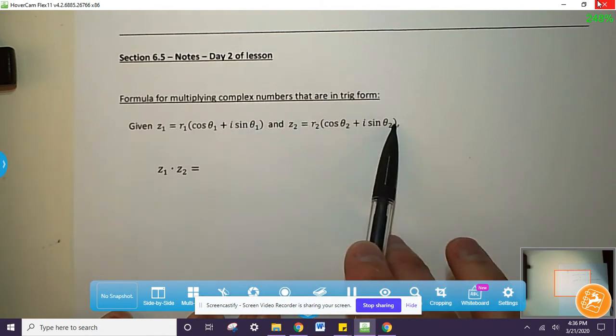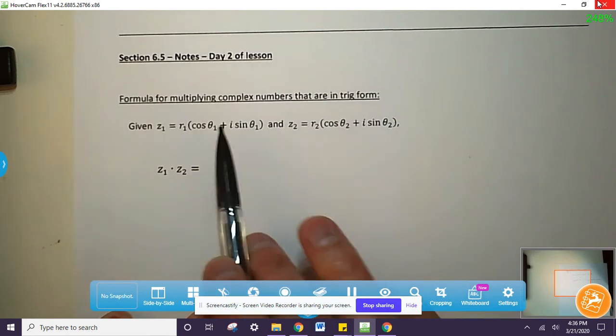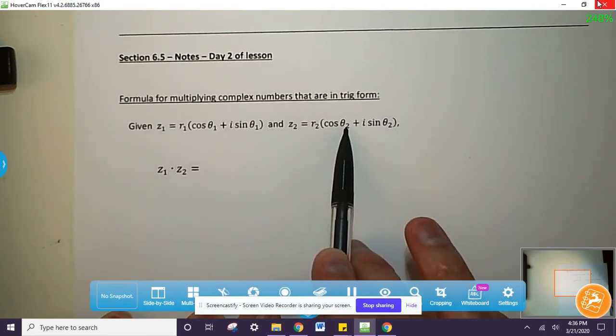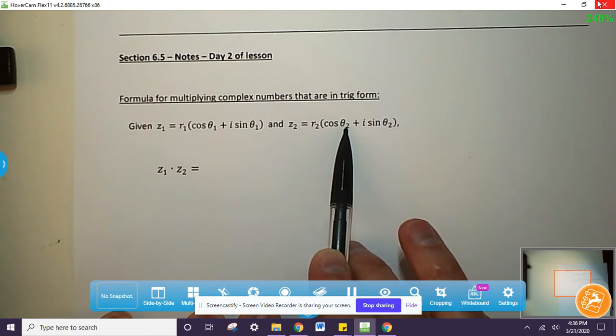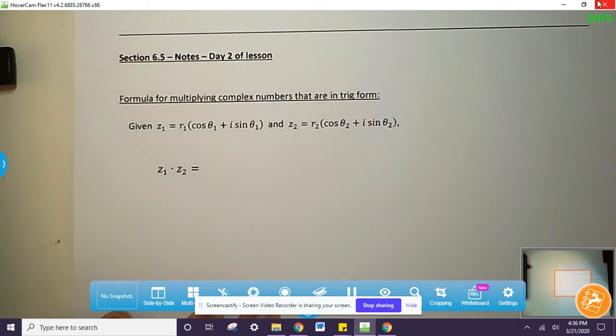And the theta value for z sub 1 is theta sub 1, and for z sub 2, it's theta sub 2. Now, one thing you might be asking is why use all these subscripts? Why not just use theta here and beta here? Well, the textbook uses these subscripts, and it's also good practice if you're going to continue in a math-related field to start getting used to the subscripts. So I'm going to go ahead and use them today.